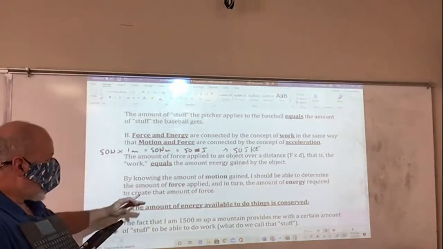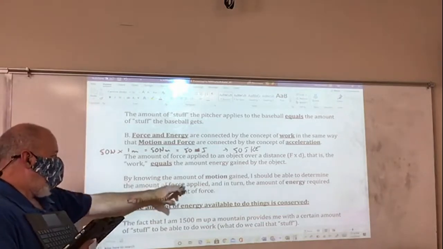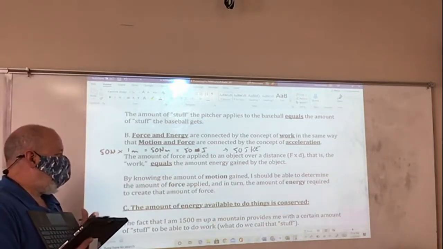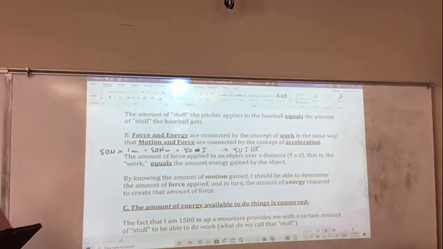Okay, so by knowing the amount of motion I gained, I should be able to determine the amount of force applied, and in turn the amount of energy required to create that amount of force.